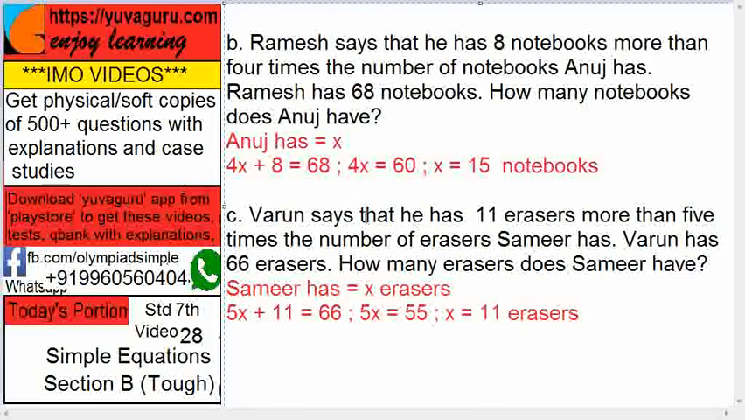Varun says he has 11 erasers more than 5 times the number of erasers Samir has. Varun has 66 erasers. How many erasers does Samir have? Let Samir have x erasers. So 5 times, 5x plus 11 equals 66. Solve this. 11 this side. 5x equals 55, x equals 11. Samir has 11 erasers. Next.